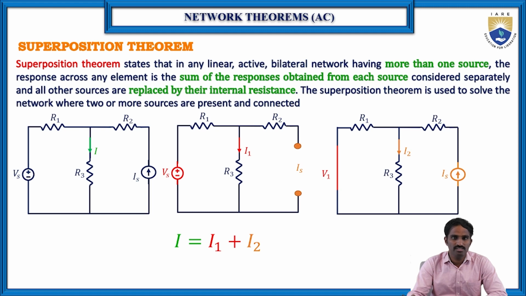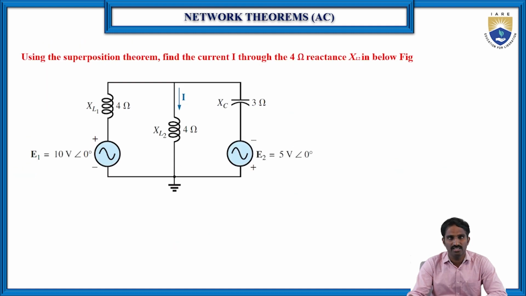And we have considered some examples to find the current by applying the superposition theorem for DC excited networks. So now we are going to solve the problems with AC networks.